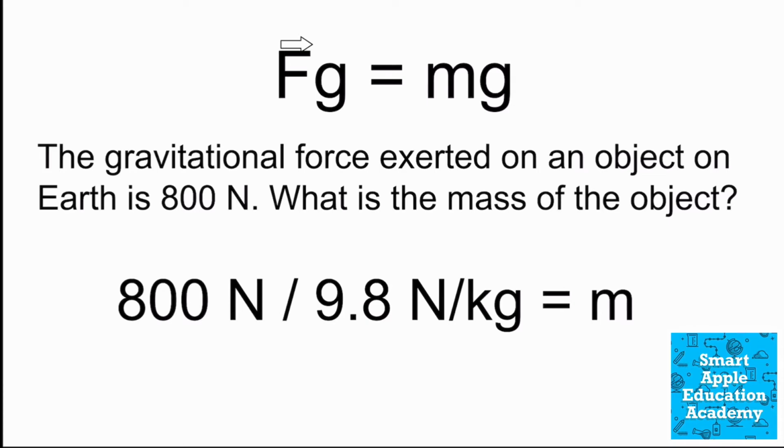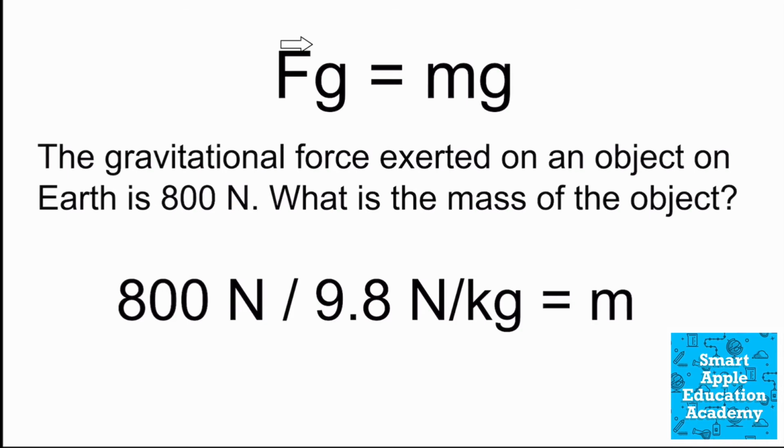And a newton divided by a newton per kilogram is a kilogram. Think about it as a newton over 1 times a kilogram over a newton. The newtons would cancel out and a kilogram would remain. So the unit would be kilograms. If we calculated 800 newtons divided by 9.8 newtons per kilogram, we would get about 81.6 kilograms.